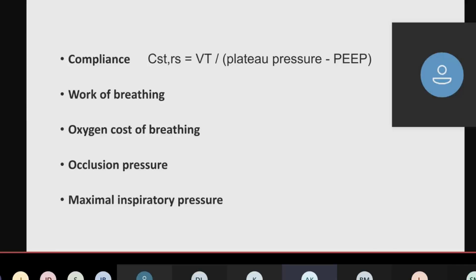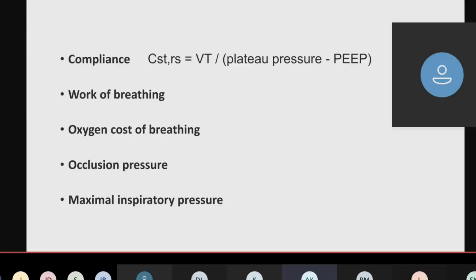The other parameter is oxygen cost of breathing. This is nothing but the difference between total oxygen consumption during spontaneous breathing and during relaxed mechanical ventilation. It again needs a special requirement. You need a metabolic chart, and it differs according to the clinical and physiological status of a patient. So this is not routinely available in most ICUs. But ideally, if the oxygen cost of breathing is less than 5% of total oxygen consumption, it means the patient is healthy and we can wean and extubate this patient successfully.